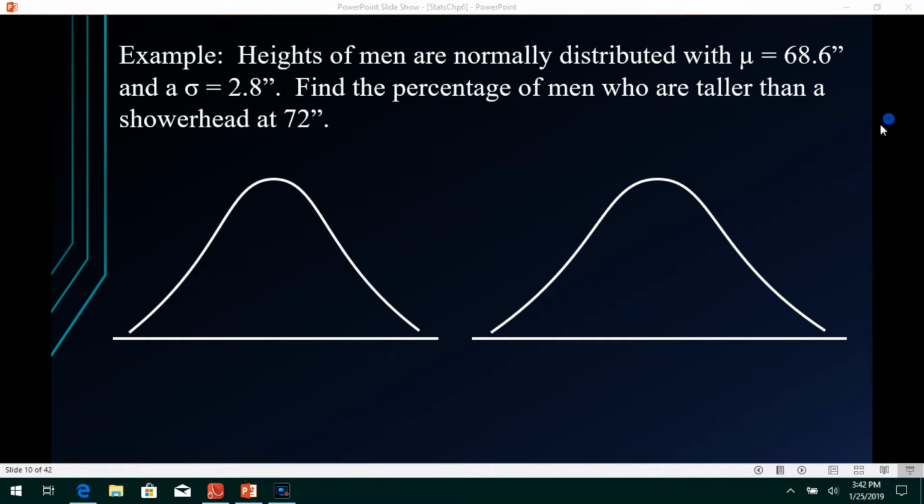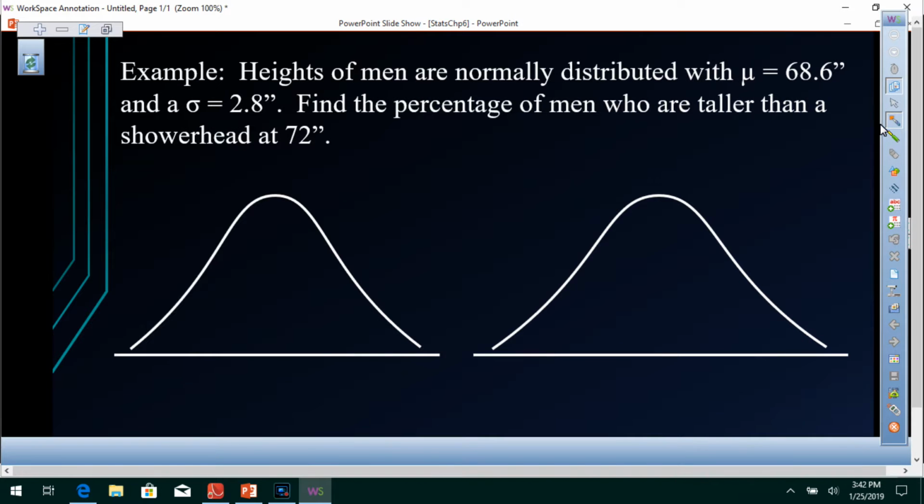Here is an example. Heights of men are normally distributed with a mean of 68.6 inches and a standard deviation of 2.8 inches. Find the percentage of men who are taller than a showerhead at 72 inches. Okay, so here we go. Here is our non-standard distribution.